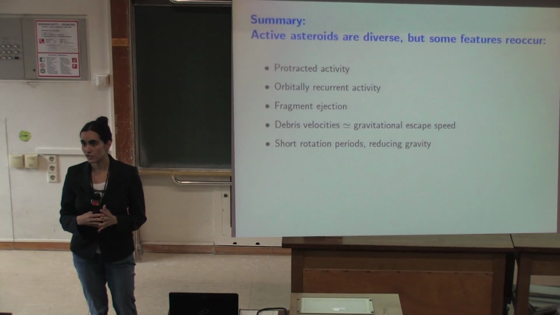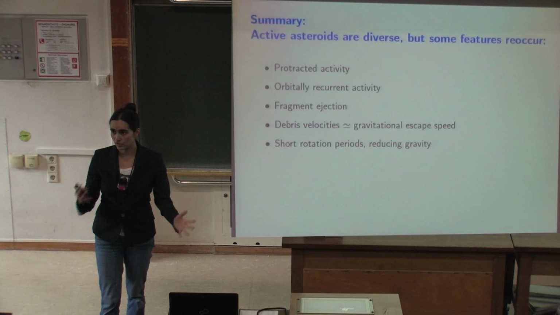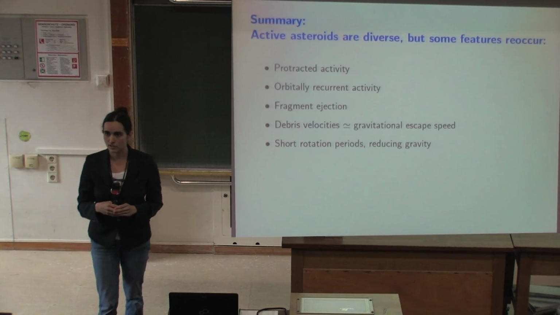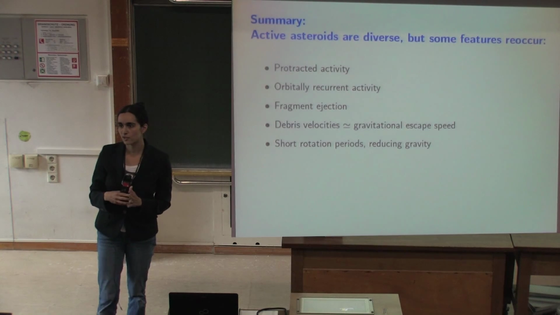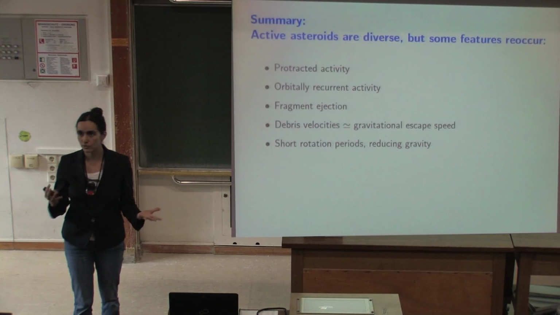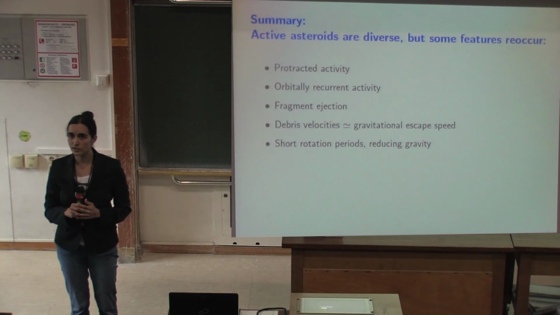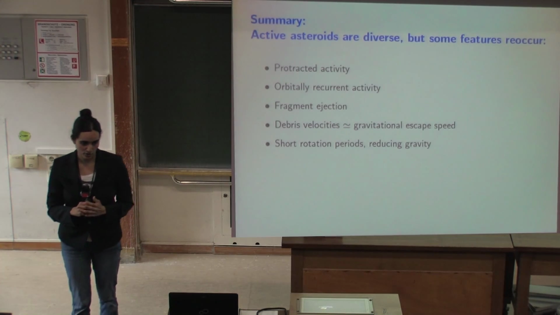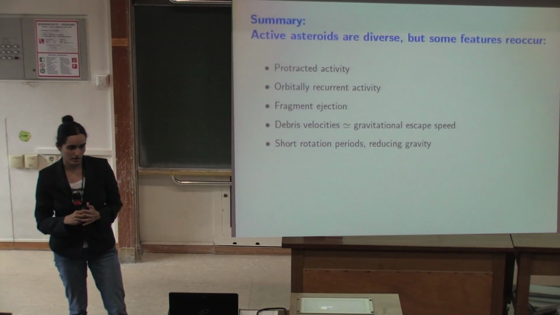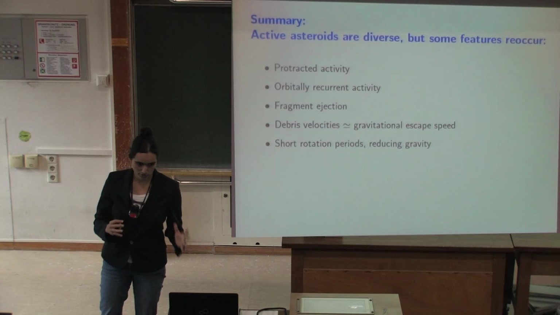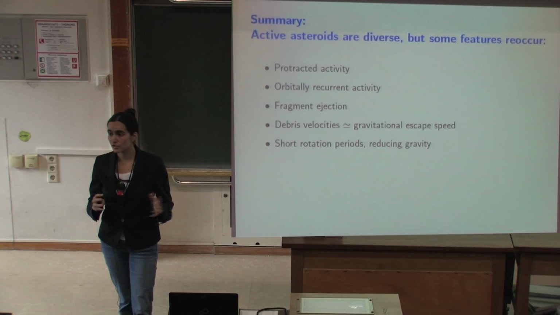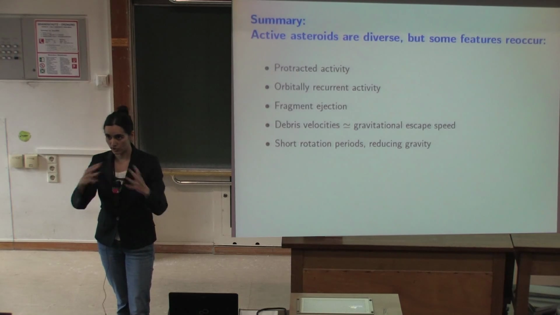Some active asteroids eject fragments, others only small material. The debris velocities typically are comparable to the escape speed of the nuclei, which makes us think that rotation is somehow involved in the breakup. And we have short rotation periods in those asteroids where we measured it. And even if the fast rotation does not cause the breakup, it reduces gravity and enables the asteroid to eject the material.